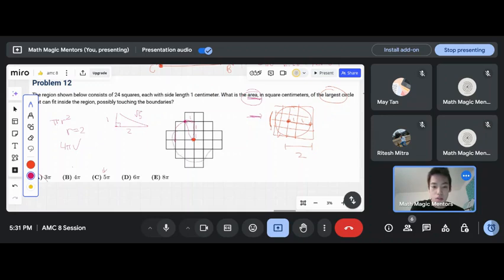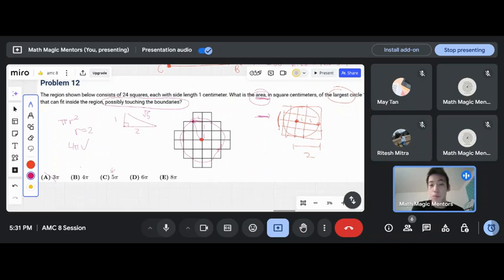Draw my best to draw it. Like that. And it goes out like that. Okay, well, that also works, because even though it isn't tangent to the 4 sides of the center rectangle, all it has to do is fit inside the region, but it can also touch the boundary. So it touches the boundary, it also fits inside the region.